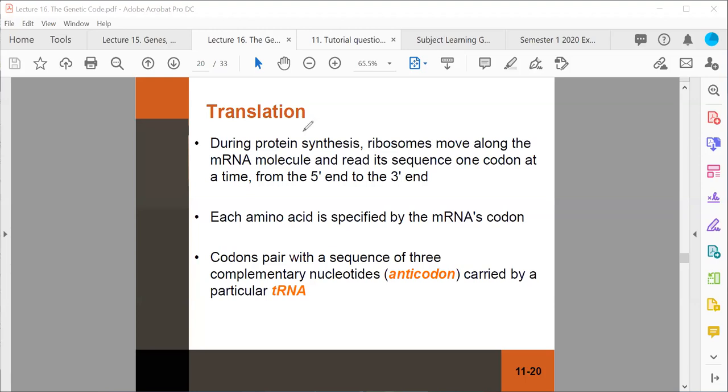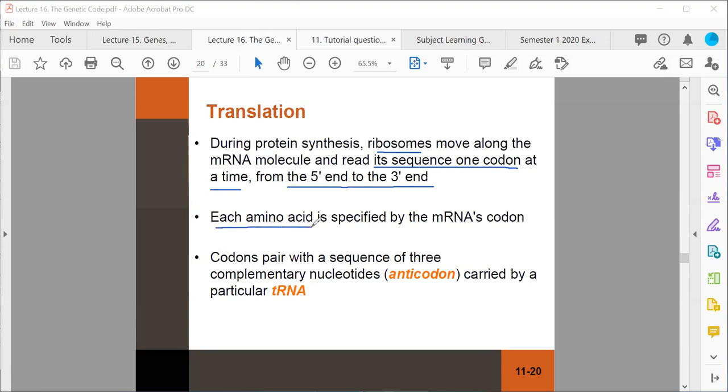All right, translation. Let's look at how that code goes from messenger RNA in the form of those 3 nucleotide codons into amino acids in polypeptides. During this process of translation, a ribosome will bind to the messenger RNA molecule. And the ribosome will move along the messenger RNA molecule and read its sequence, 1 codon at a time, starting from the 5' end, and it moves towards the 3' end.